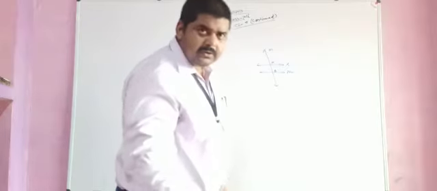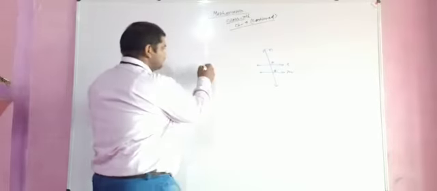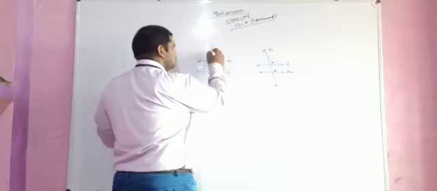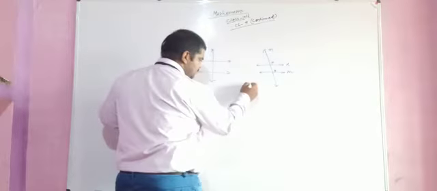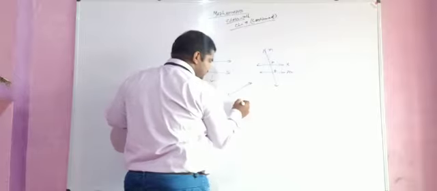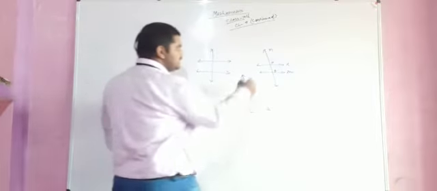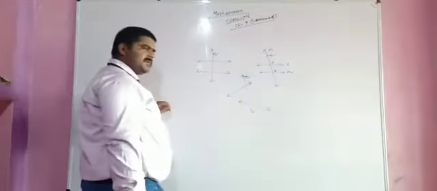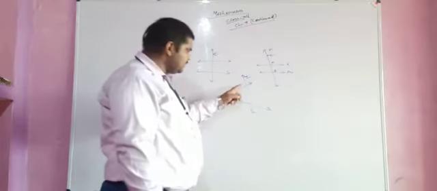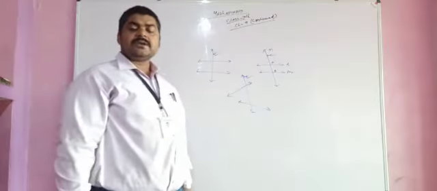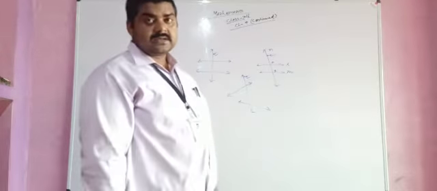And you can see several examples. You can see that this is a transversal, this one is a transversal, this one is a transversal, because it intersects two different lines at two distinct points. Such a line is known as a transversal.